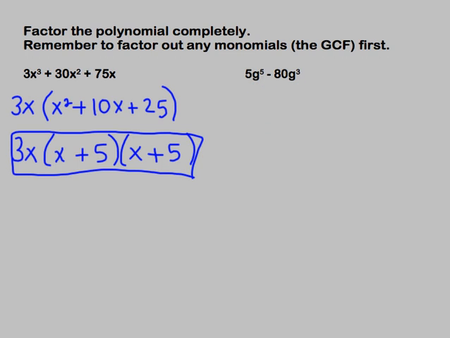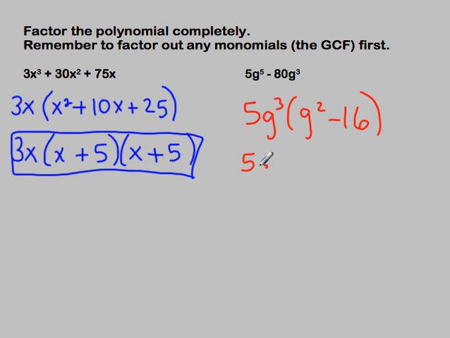Moving over to the next one, 5 and 80, I can take out a 5. The smallest exponent on the g's that I can take out is g cubed. That's going to leave me with g squared for the first term, minus 5 goes into 80 16 times, and I took out the g cubed, so that would be it for that one.